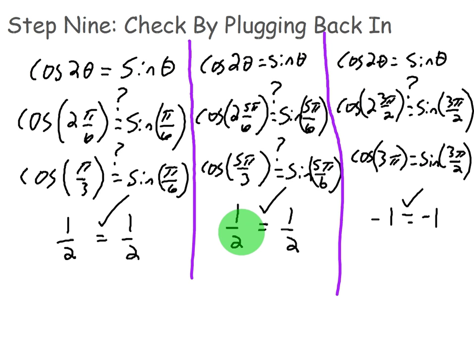It's in the fourth quadrant. Cosine's positive. And that is equal to sine of 5 pi over 6 equals 1/2. So our second solution, which was 5 pi over 6, checks out. You can see the same thing happens for the third solution. We get -1 equals -1.